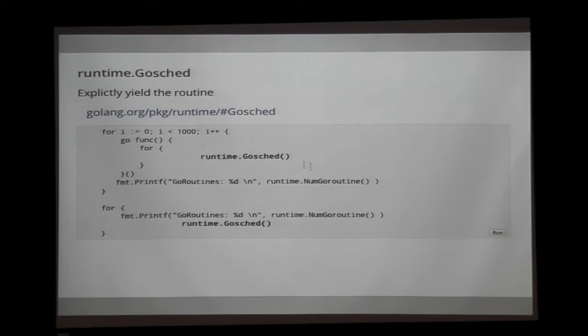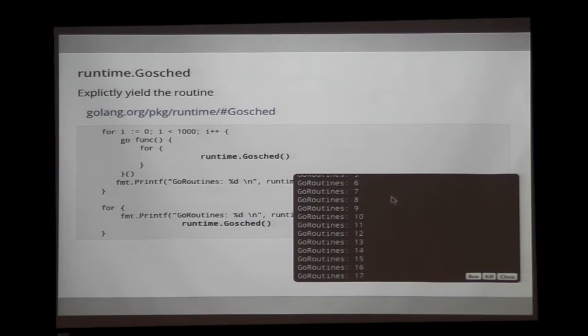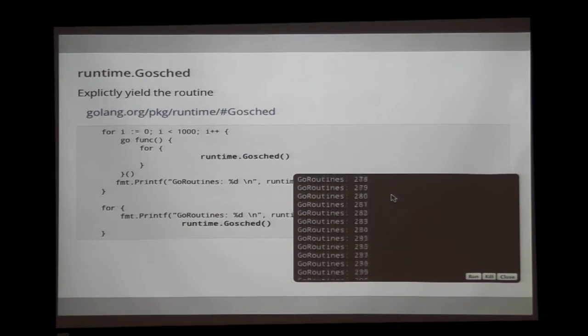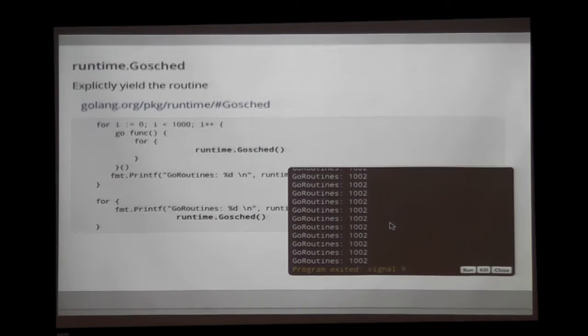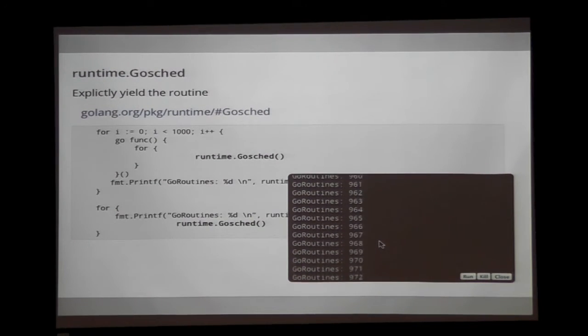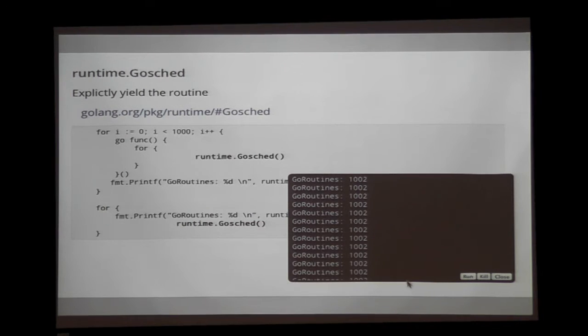So we can just add this function, and we will see what we expect. Everyone will run and show that there are 1,002 Go routines running all the time.